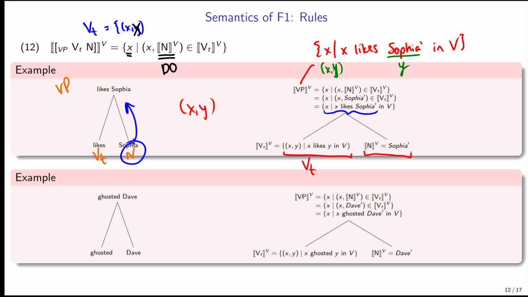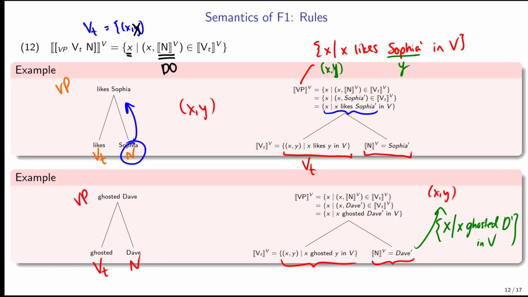Here's another example: "ghosted Dave". Here you have a verb phrase. "Ghosted" is a transitive verb. Dave is our direct object noun. So we know the meaning of our transitive verb: it's the set of xy such that x ghosted y in V, because we're looking for a subject and a direct object. The noun, our direct object, is Dave prime. That's who is being ghosted. So we're looking for xy, but now we know what y is. y is Dave. So at this point, we're just looking for x. We're looking for the set of x such that x ghosted Dave prime, or D prime, in V. So that's our set of x.